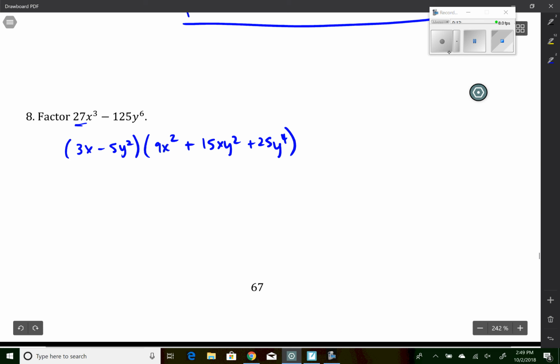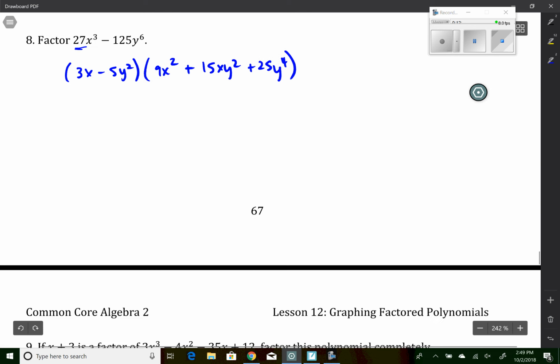That's 5y squared. The first term of the trinomial is the first term of the binomial times itself. 3x times 3x is 9x squared. The middle term is the product of 3x and 5y squared, which is 15xy squared. It's positive because it's same opposite, so opposite sign. The last term is the 5y squared times itself, which makes 25y to the fourth. That's old stuff.